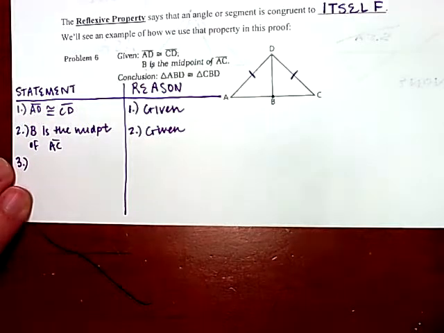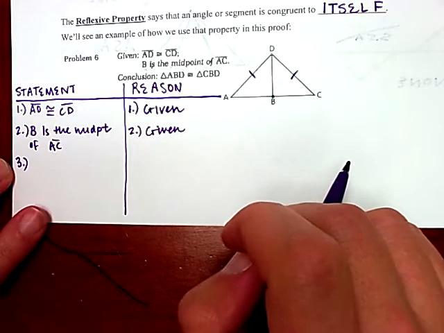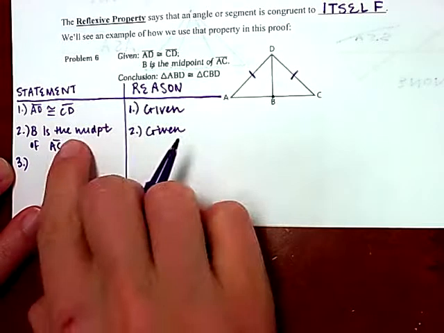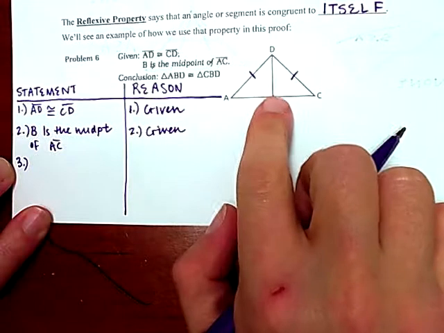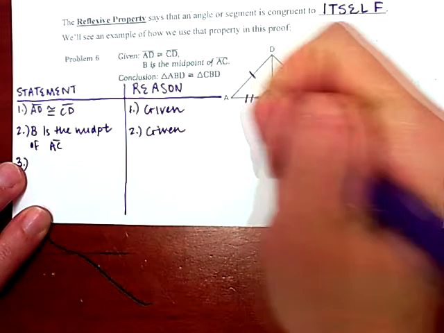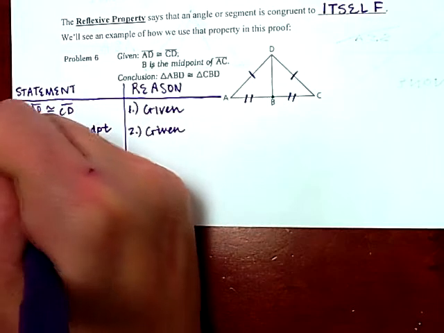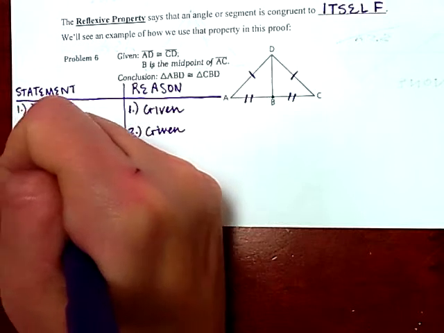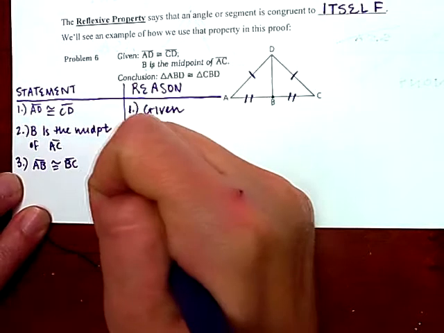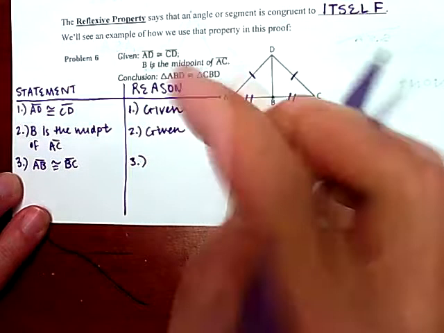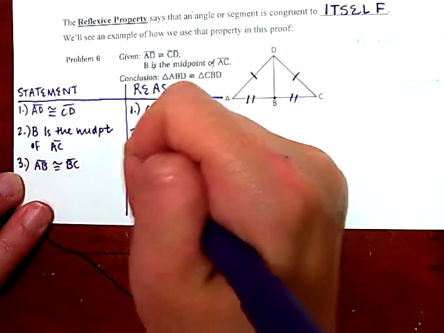So now I want to say, what else do I know is congruent? Well, based on the midpoint, I know that AB is congruent to BC. So what's my reason? Well, I just said it's because I know B is the midpoint, so it's by definition of midpoint.